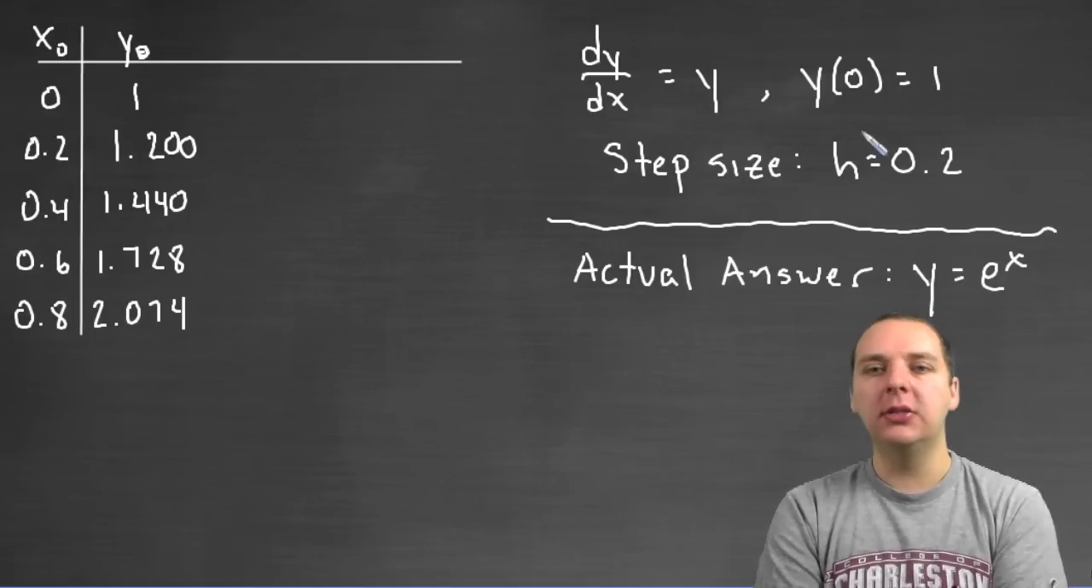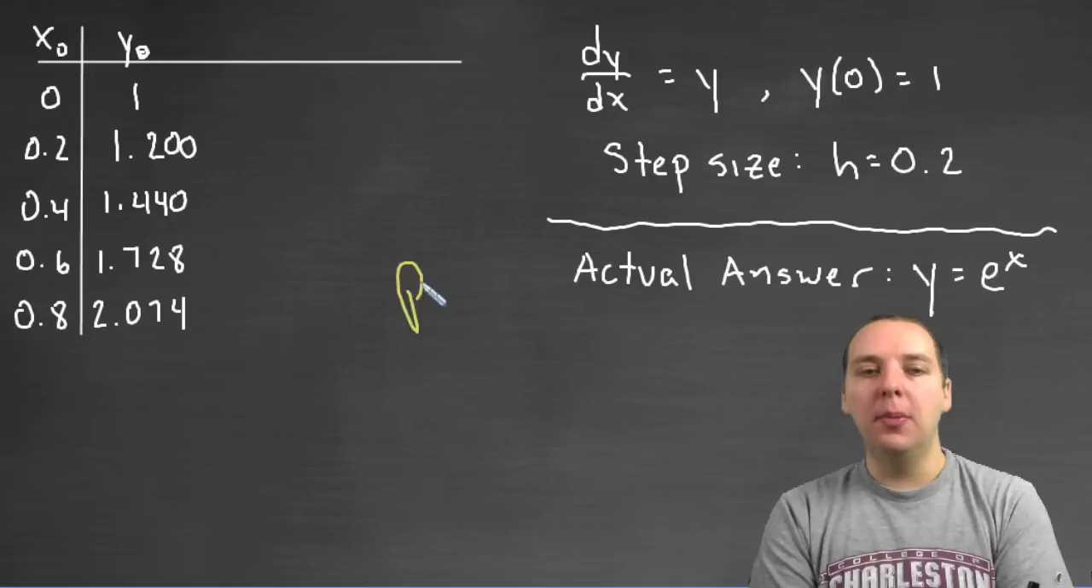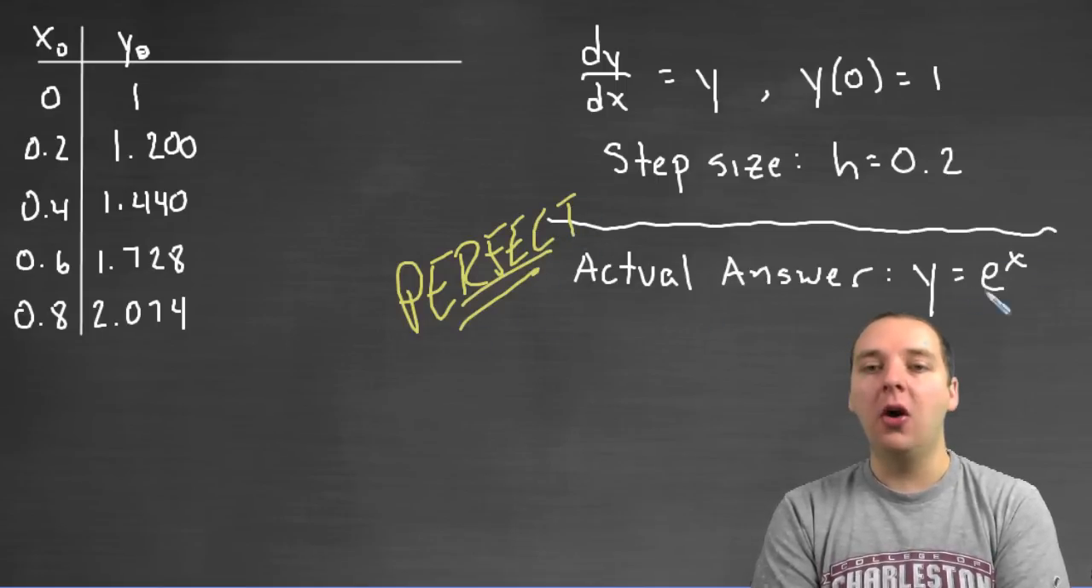What about the initial condition? What is e to the 0? Well, e to the 0 is 1. So it even satisfies the initial condition. So this is what you would call the perfect answer. This is perfect. There's no error involved at all in this one. These are approximations. This is the perfect solution right here.